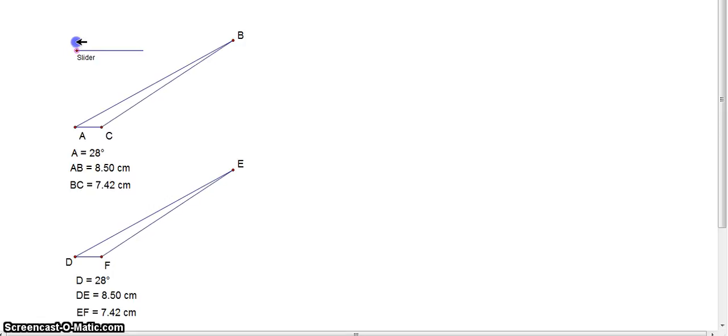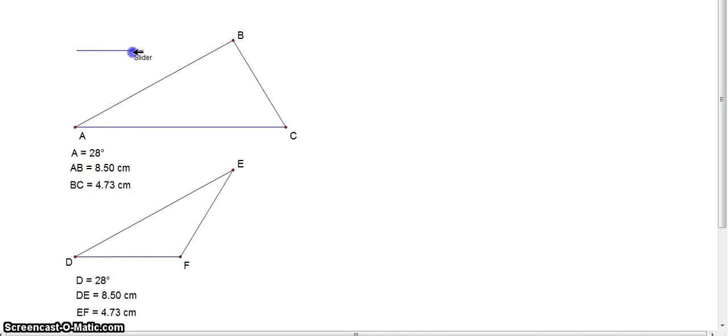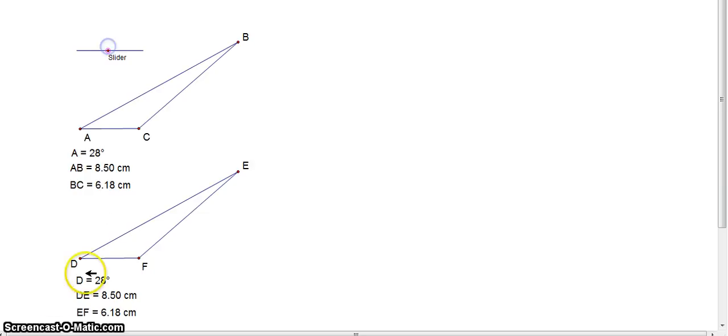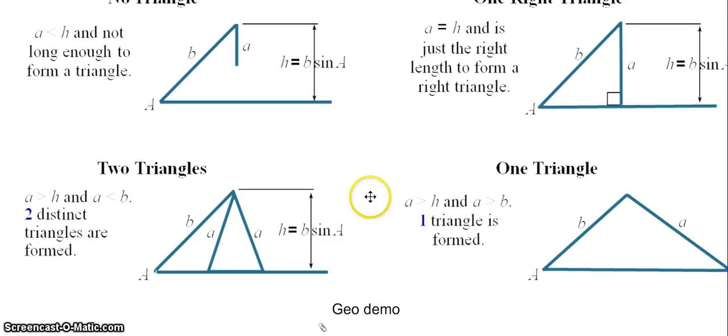Now the other side and two angles will not be the same. So this angle right here, angle B, is not the same as angle E, and angle C is not the same as angle F. But A is the same as D, and BC is the same as EF, and AB is the same as DE. Okay, so that's how the two triangle scenario works. But there are restrictions on it. So that's what these restrictions are referring to.